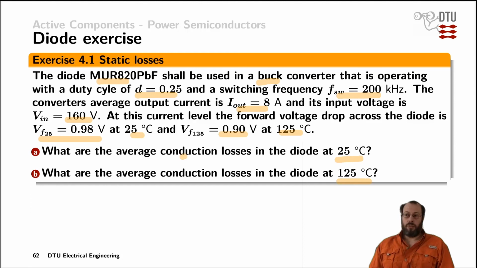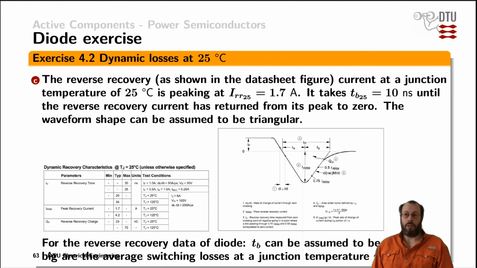The questions for the conduction losses are shown on this slide. The reverse recovery effect at 25 degrees C is presented on this slide, again using the 0.7 amps from the datasheet as we've just looked into, and also estimating the time TB at 25 degrees C to be around 10 nanoseconds, which is about half of the whole reverse recovery time that we have up here for a forward current of 8 amps and for a reverse blocking condition of 160 volts.